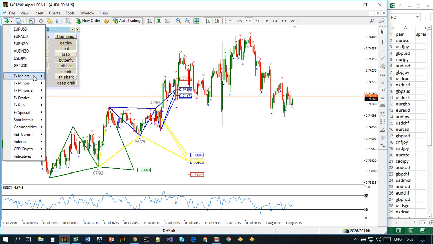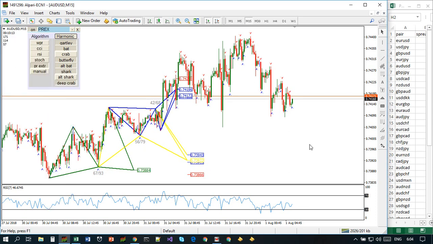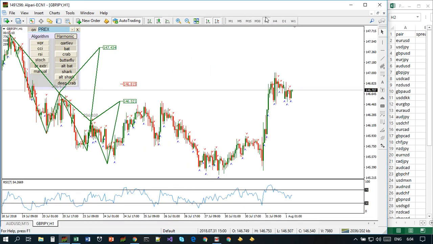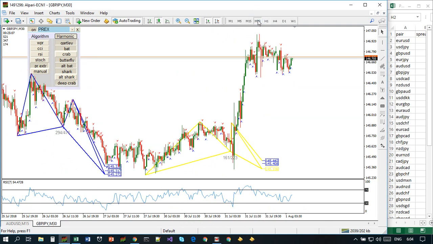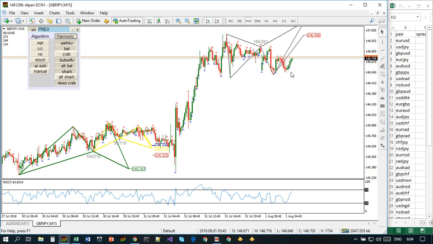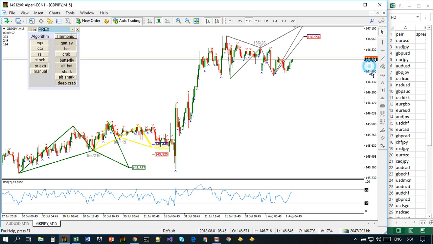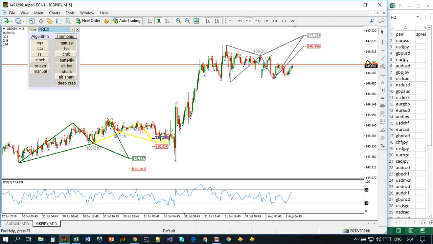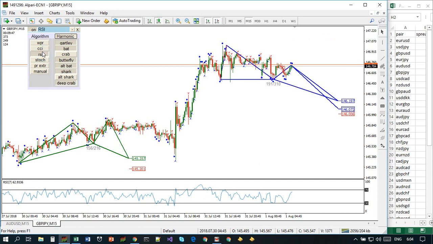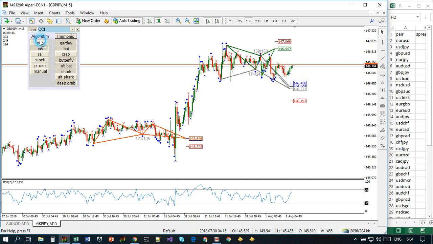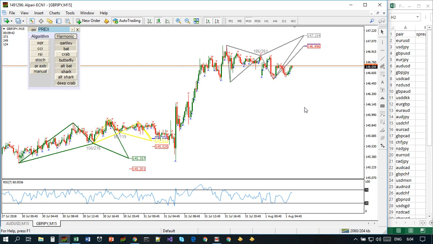Then we have pound yen, the beast. 1 hour, nothing. 30 minutes, nothing. And the majority of pairs will have that kind of flag pattern and sideways movement. 15 minute, a potential butterfly pattern. I dislike that movement inside of that C to D, and it is not detected by other algorithms. No, it's not detected. Okay, then I just skip it.